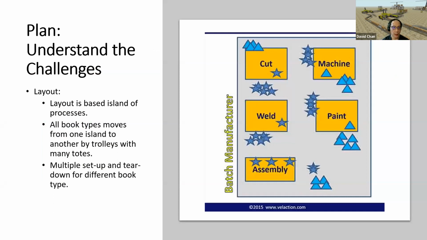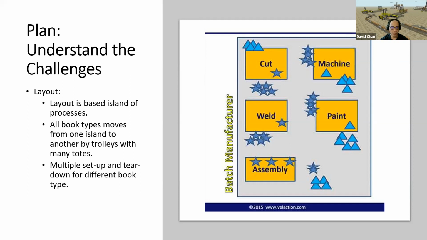Another issue is the layout. Currently, they are based on the island of process. So what do you mean by island of processes? For example, in this particular picture, you can see that the cutting department will have all the cutting machines. The machining department will have all the machining machines over there. The welding department will have all the welding machines there. So the whole layout is grouped by the process.